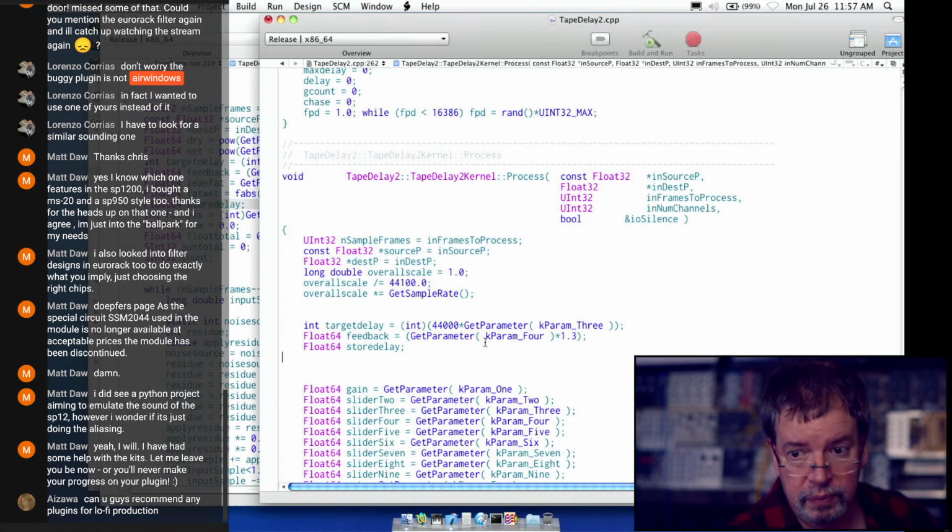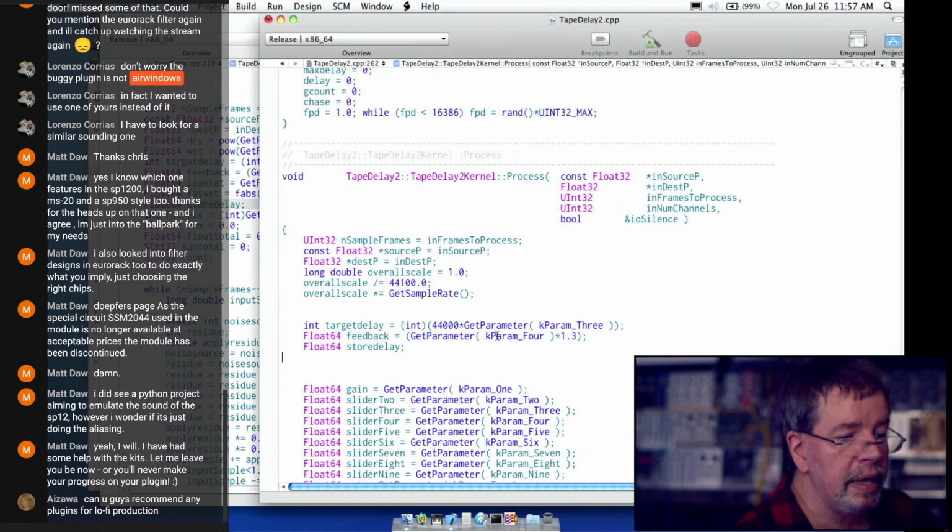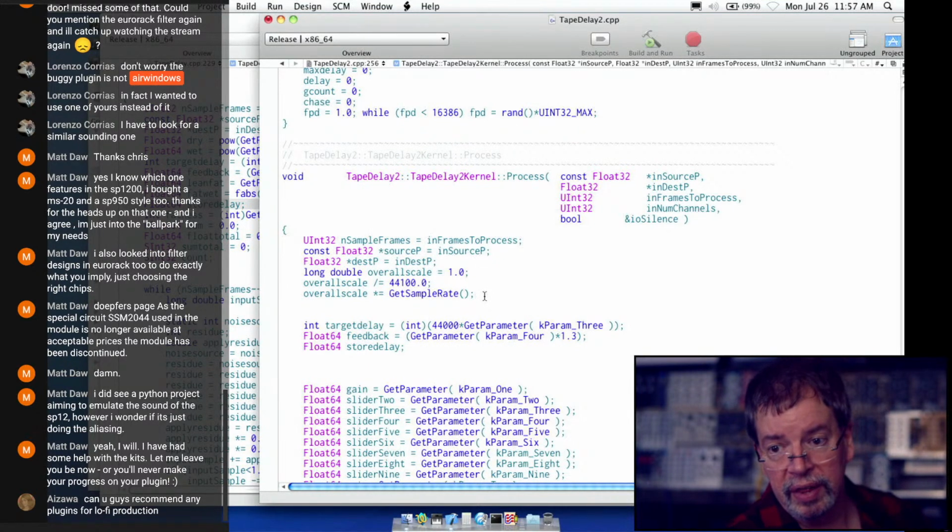I'm actually working on some plugins for lo-fi production, and I've got a variety of things like bit glitter. You might look into that.